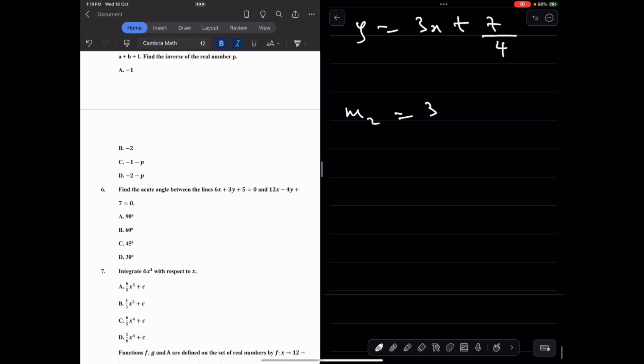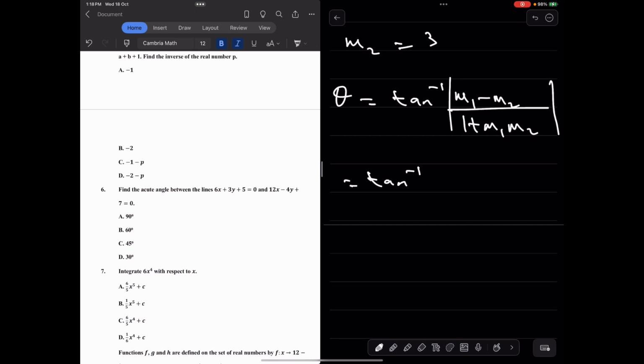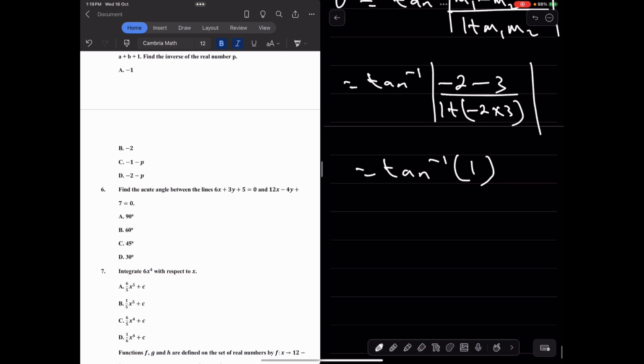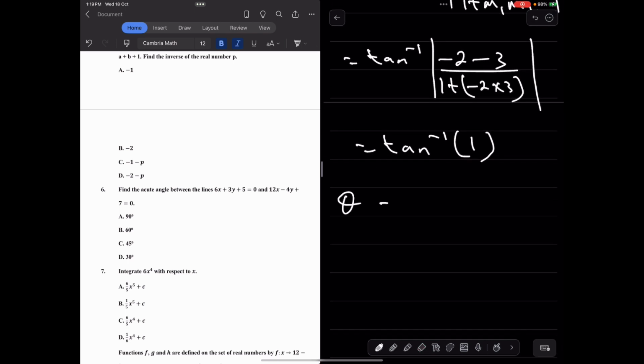Now to find the angle between the two lines, we use the formula theta equals tan inverse of the absolute value of m1 minus m2 all over 1 plus m1 m2. m1 is minus 2 and m2 is 3. That's minus 2 minus 3 over 1 plus minus 2 times 3. The absolute value of that is going to be 1, that's minus 5 over minus 5, which is 1. So theta is therefore the tan inverse of 1, which is 45 degrees. And the correct option is C.